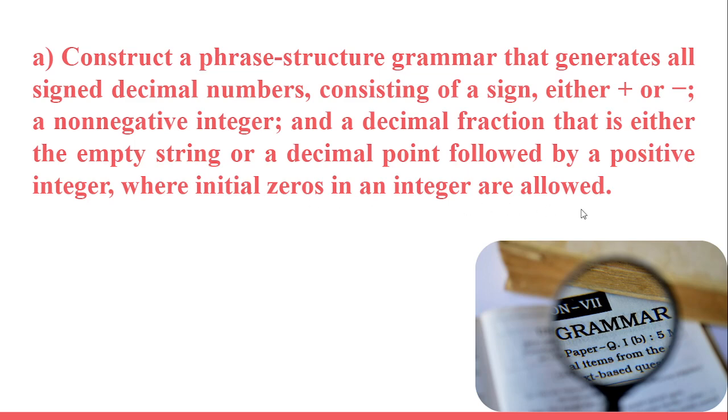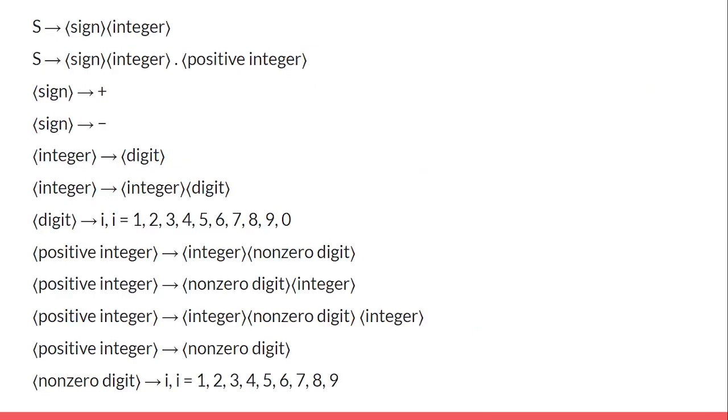Okay, so we have to create a grammar to generate strings which contain a plus or minus sign at the start and a non-negative integer, and it also contains decimal numbers which contain a point, or it may not contain any decimal number. Directly integers are also allowed. So I have created a grammar here.